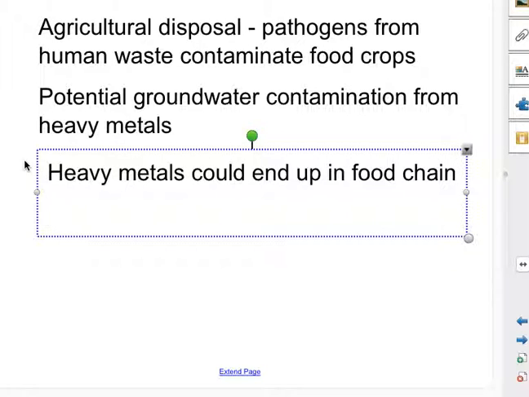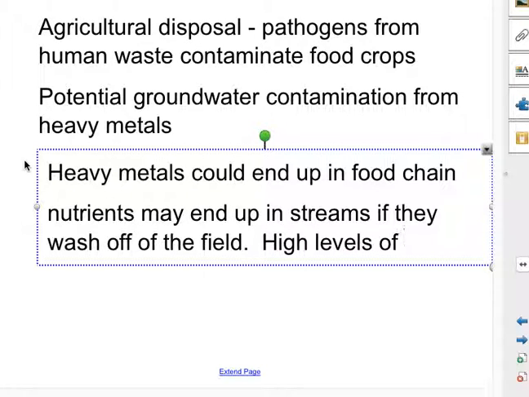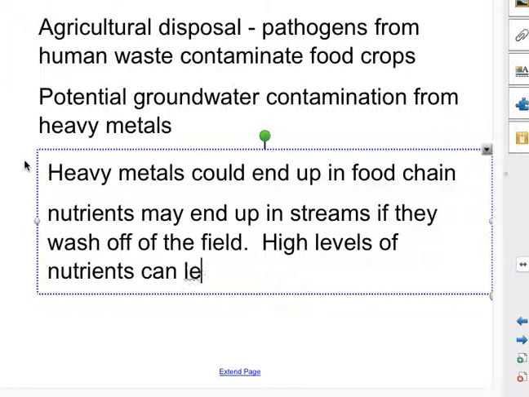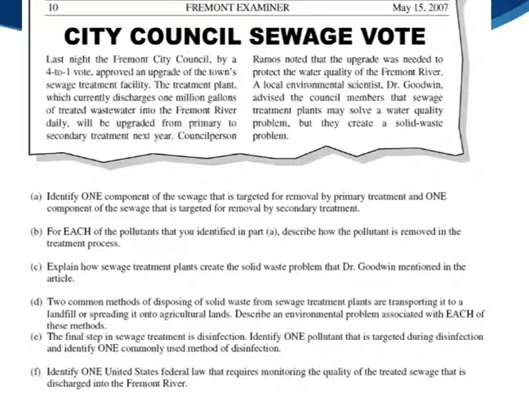Okay, and then if those materials are high in nutrients, and that's actually the benefit to applying them, those nutrients may end up in streams if they wash off the field. And then remember, high levels of nutrients can lead to eutrophication. Okay, I think we've adequately answered part D.